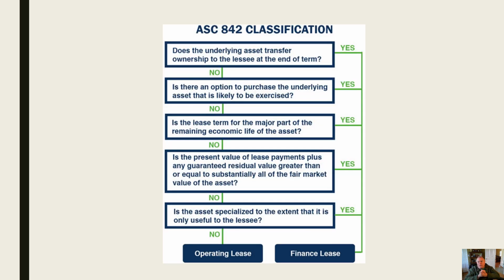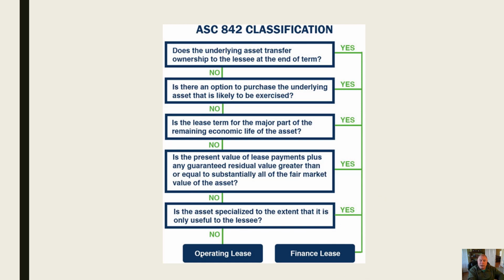So here's sort of the questions we go through, if you're looking at this as sort of a walk down. Does the underlying asset transfer ownership? Yes, it becomes a finance lease. No, we go to the next question. Is there an option that is likely to be exercised? Yes, financing. No, keep going. Is the lease term for the major part of the remaining economic life of the asset? Yes. Is the present value of lease payments plus any guaranteed residual value greater than or equal to substantially all of the fair market value? Yes, it's finance. No, keep going. Is the asset specialized to the extent that it's only useful to the lessee? Yes, it's a finance lease.